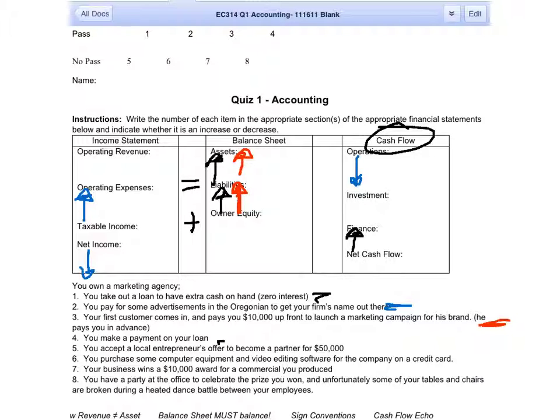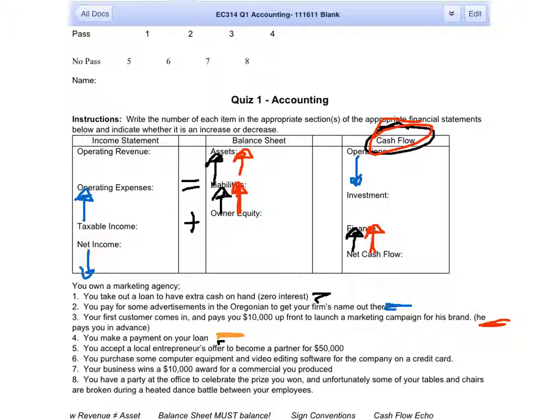Now technically what's going on is that they're lending you money. So you'll see an increase in cash from finance out of that one. And again, anytime you see cash, try to account for it over here in the cash flow statement. So let's switch to the next question, which is to make a payment on the loan.